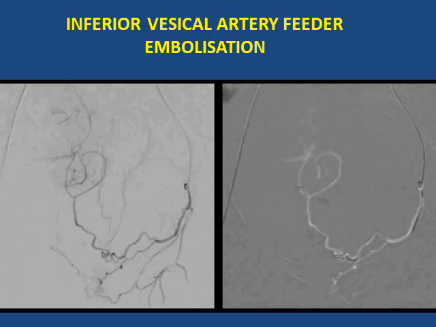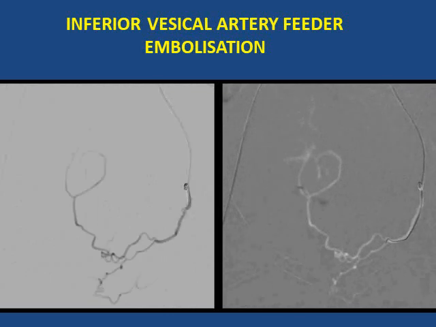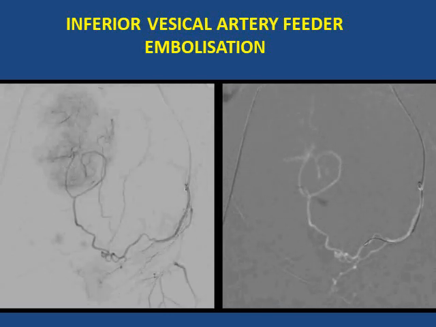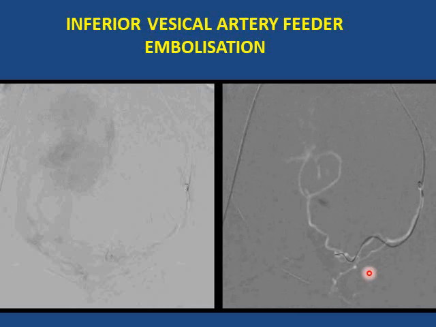I'll just show the images. Here we are able to see the catheter in the inferior vesical artery. This is the inferior vesical artery which is seen here. This is the feeder which is going and supplying the fibroid. This is the tumoral blush which we are able to see with it. So once we saw it, we advanced the microcatheter. This is the microcatheter being pushed into the feeder, the microcatheter which is taken into the feeder.